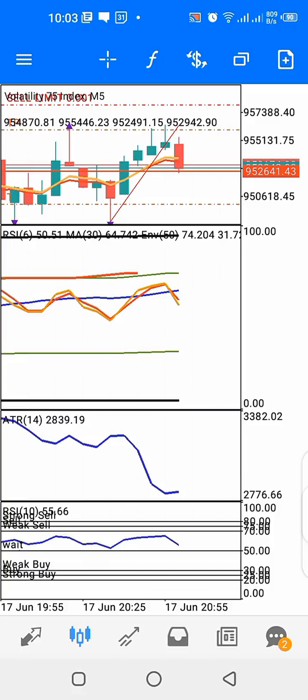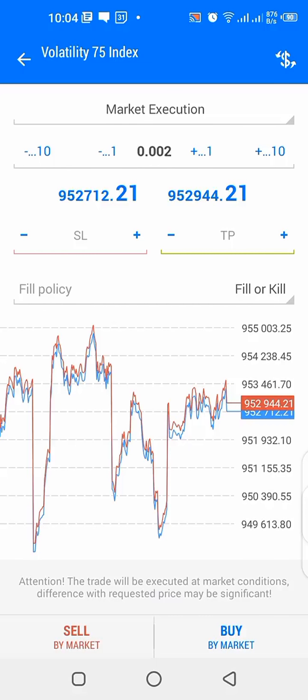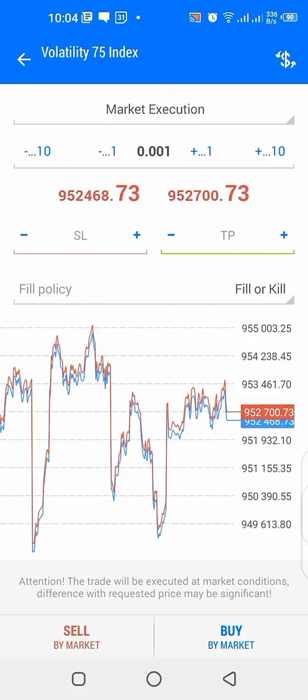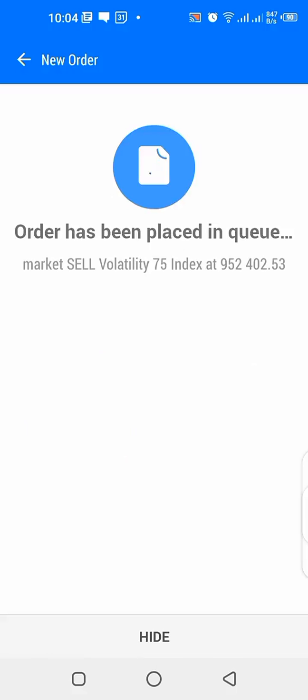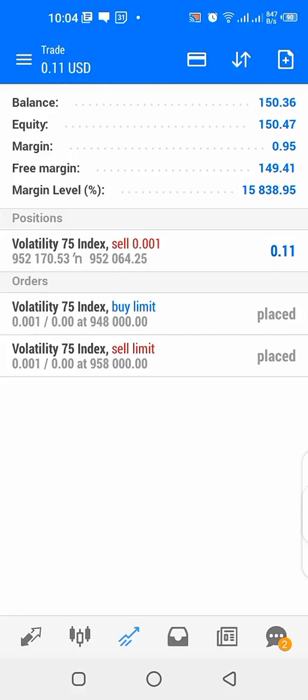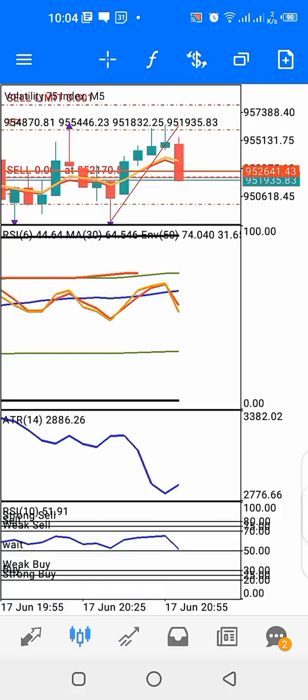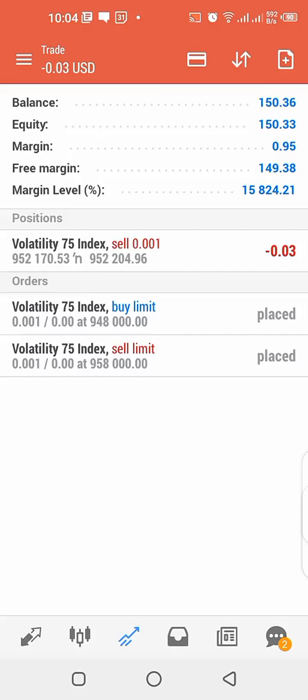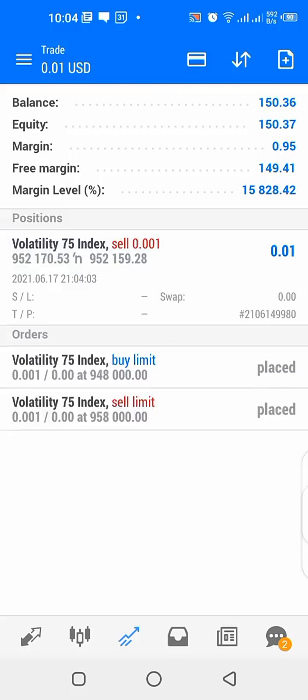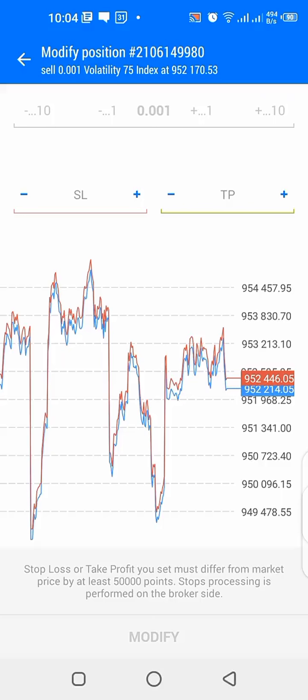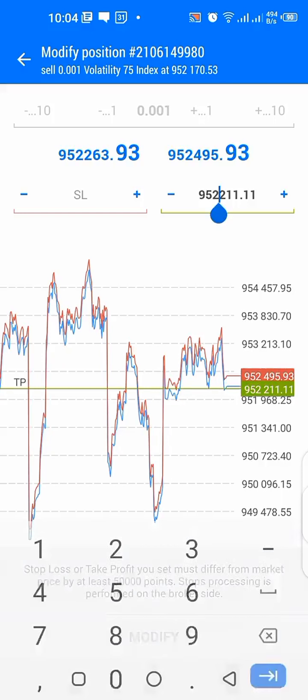Okay, I think I'm getting there. It's gotten to the red line, so I'll take a trade of 0.001 lot size sell. I'm going to place a sell trade. I can see instantly I'm in profit. Price has dropped below the red line, which is the midpoint between the buy limit and the sell limit.